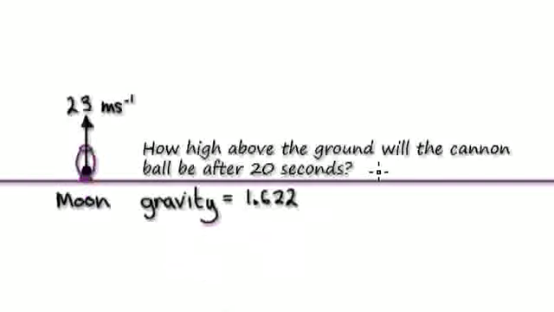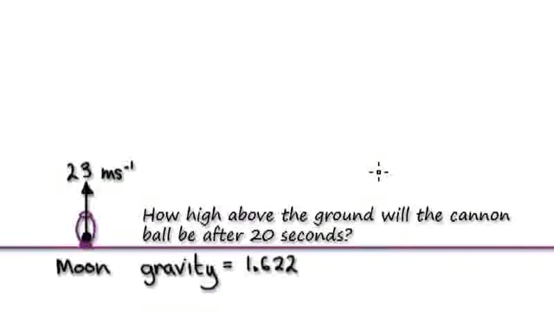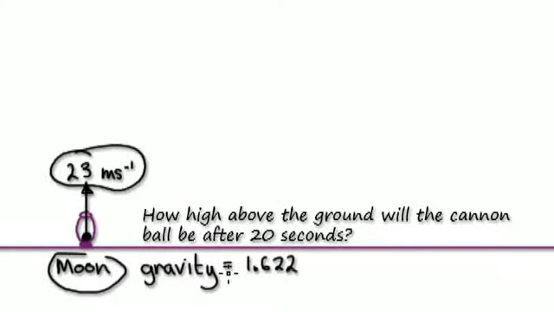Okay, see if you can do this one here. We're going to fire a cannonball, but we're on the moon. We're going to fire it at 23 meters per second. Gravity on the moon is this. How high above the ground would a cannonball be after 20 seconds?